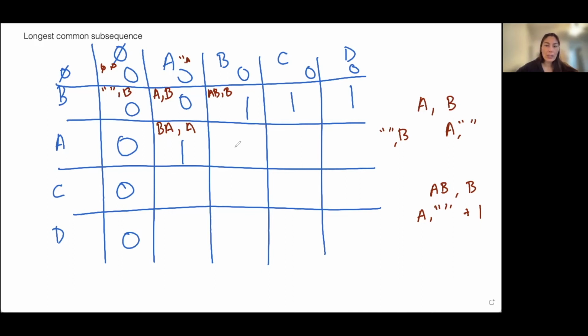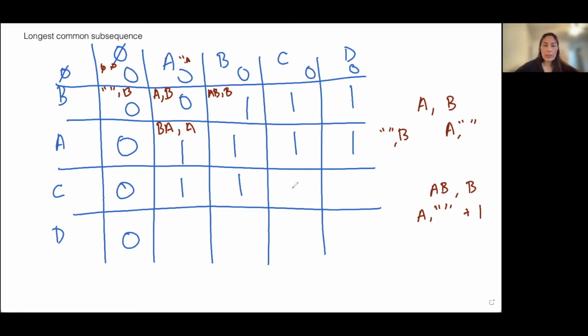A and B do not match, so we look left, we look up, we take the larger value, that's 1. A and C do not match, left and up, we take the larger value. A and D do not match, we look left and up, we take the larger value. C and A do not match, so we look left, we look up, we take the larger value. Here, C and B do not match, so left and up, take the larger value.